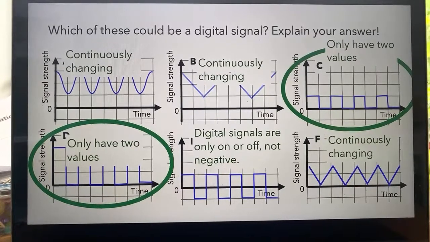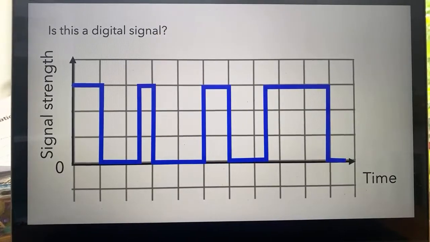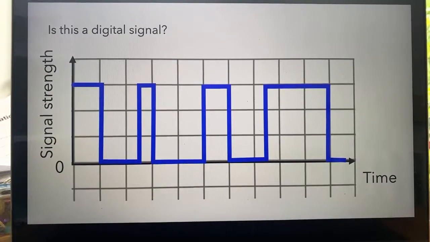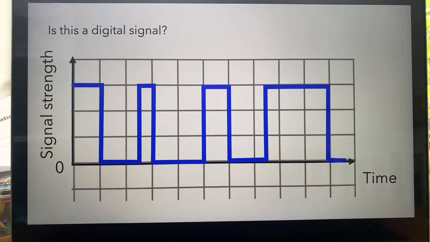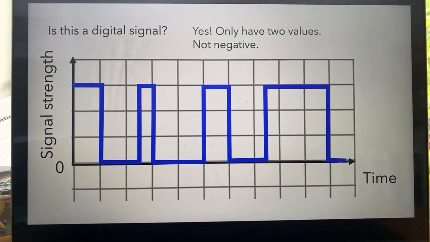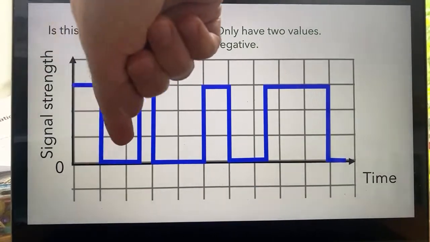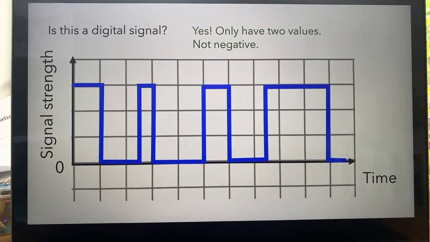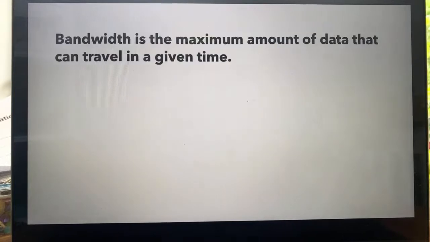Okay, if you think you got it, have a look at this then. Is this a digital signal? Based on what I've just told you, is this a digital signal? 6 seconds, just a yes or no. So this time the columns, if you like, are different widths. But it is a digital signal, because it's only got 2 values. It's only got whatever this is and 0, and it's not negative. So yeah, we could comfortably say that is a digital signal.